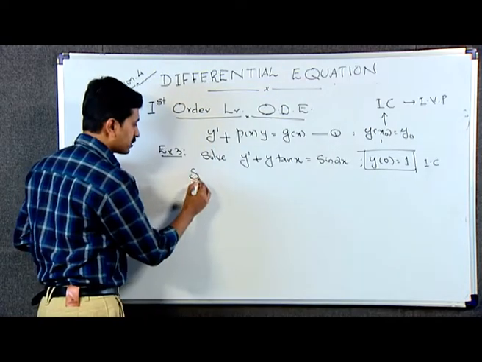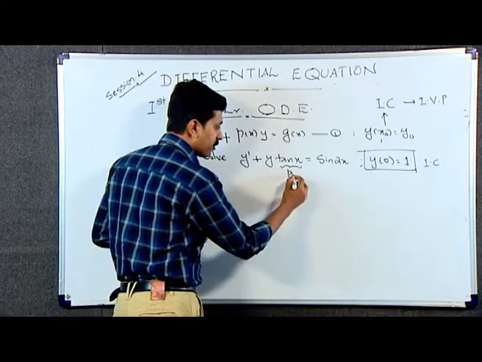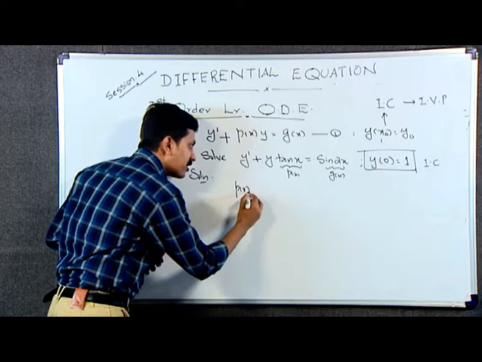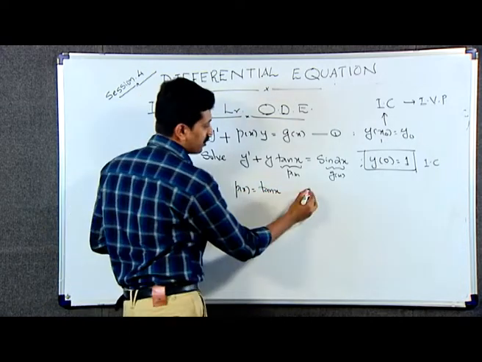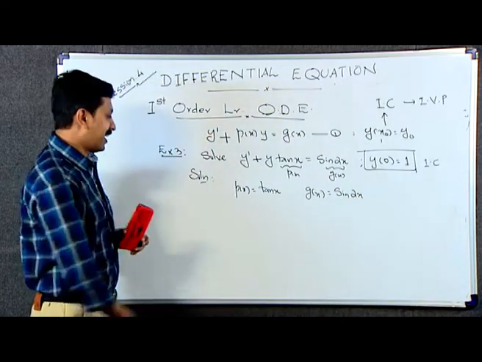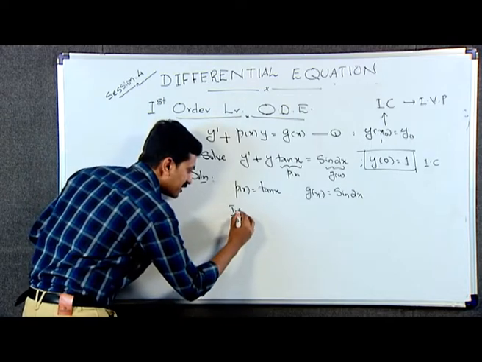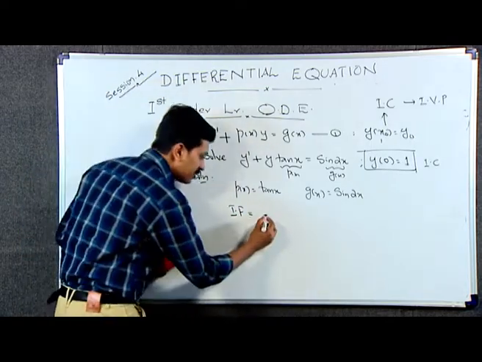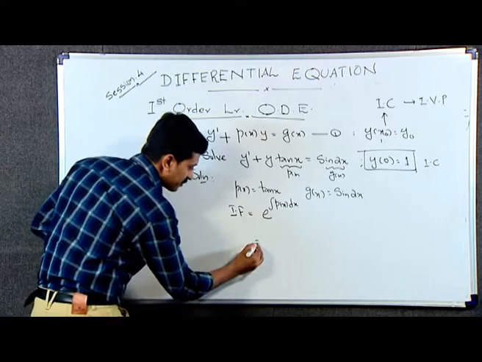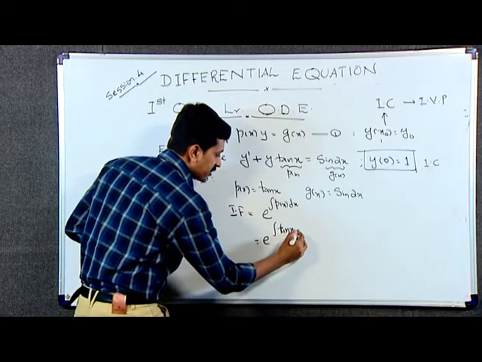While solving this differential equation, this is the coefficient function of y, that is p(x), and this is g(x). Therefore, we have p(x) = tan x and g(x) = sin 2x, and we have to find the integrating factor to solve this differential equation. To find the integrating factor, we have the formula: integrating factor = e raised to the integral of p(x) dx = e raised to the integral of tan x dx.